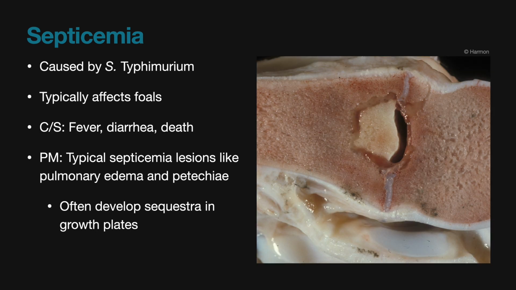Septicemia in horses is also caused by Salmonella typhimurium, and it primarily affects foals. Clinical signs include fever, diarrhea, and death. On postmortem, you can see typical septicemia lesions like pulmonary edema and petechiae. Foals also commonly develop sequestra of infectious material within their growth plates from the Salmonella septicemia.